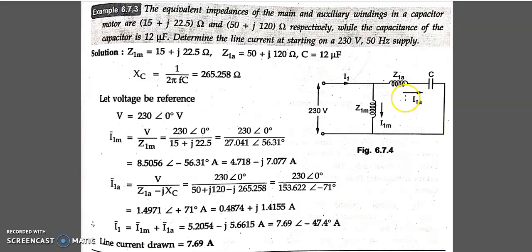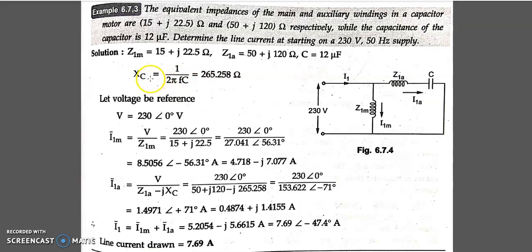Now I have I1M. Now I'm going to calculate I1A. Here also you can see that Z1A and C are in parallel with Z1M, so the voltage across this point and this point is again V itself. So I1A is equal to V divided by Z1A minus jXc. V is again 230 at an angle 0, and Z1A is given as 50 plus j120 ohm, and minus jXc. We don't know Xc, but we know the capacitance value, so we can calculate the Xc value.